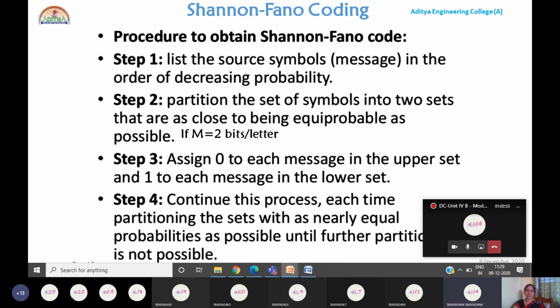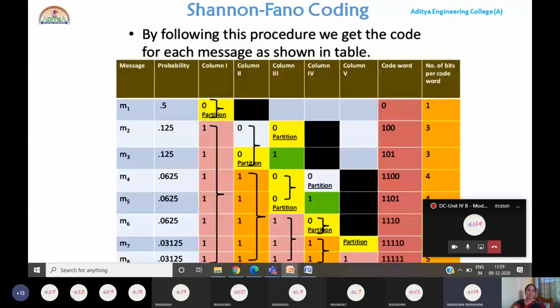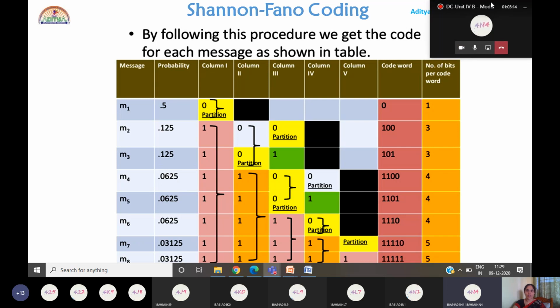Continue the process until further partitioning is not possible, till each subset consists of only one symbol or message. So how do we divide here? Can you see the slide? Yes, ma'am. Okay, tell me the process. What did you understand?